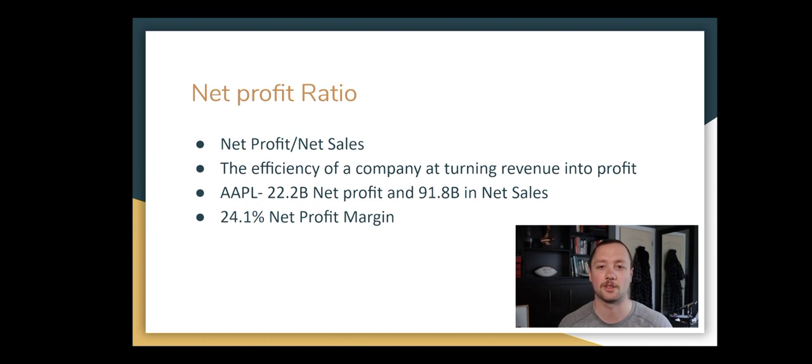Now, as an example for this video, we're going to use Apple because we've looked at their financial statements in a previous video, so they're easy to understand, and because they're fairly simple and straightforward, and they apply to all the ratios we're going to look at today. So when we look at Apple, we can see that they did $22.2 billion in net profit, and they generated $91.8 billion in net sales. When we do the math on that, it's really simple. It's 22.2 divided by 91.8, and it gives us a 24.1% net profit margin.